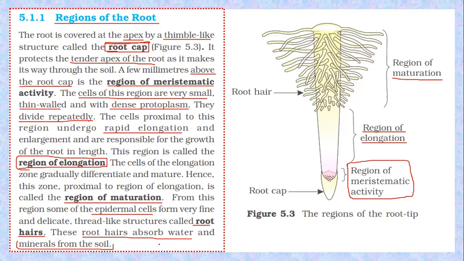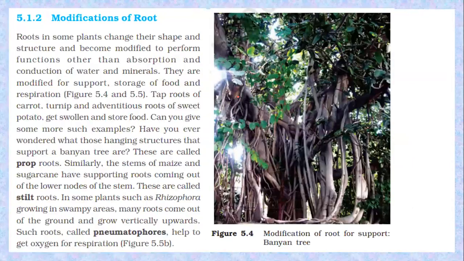Is it clear for everybody? So this diagram is also important. This temple-like structure you will call the root cap, and the structures originating from the region of maturation are the root hairs. The root hair helps in the absorption of water and minerals from the soil. So these are the 5 main regions of the root, which are very, very important. They'll ask you to arrange from bottom to top or from top to bottom. From bottom to top, the order is root cap, region of meristematic activity, region of elongation, region of maturation, and finally the root hair. Each and every point is very, very important.